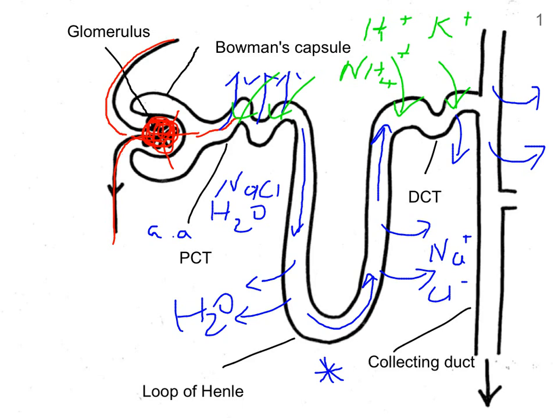So to sum up, we had 4 processes involved in the production of urine. There was filtration, which occurred at the Bowman's capsule and glomerulus. There's reabsorption, the movement of substances back into the surrounding blood vessels. Secretion, where we add substances that we no longer want back in to the filtrate. And finally, concentration, which occurs here at the loop of Henle.